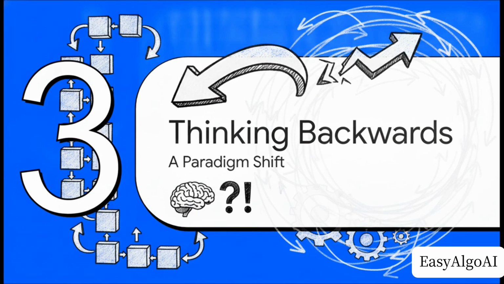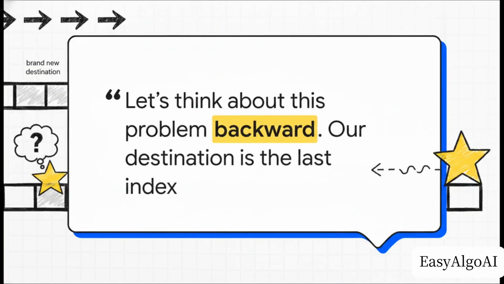Which brings us to section 3, thinking about it backwards. There's this fantastic piece of advice from the source material. Let's think about this problem backward. Our destination is the last index. So here's the absolute game changer. Instead of pulling our hair out figuring out how to get from the start to the end, what if we just pretend we've already made it to the end? Think about it. If we can reach the final index from the space right before it, then that earlier space just became our brand new destination.